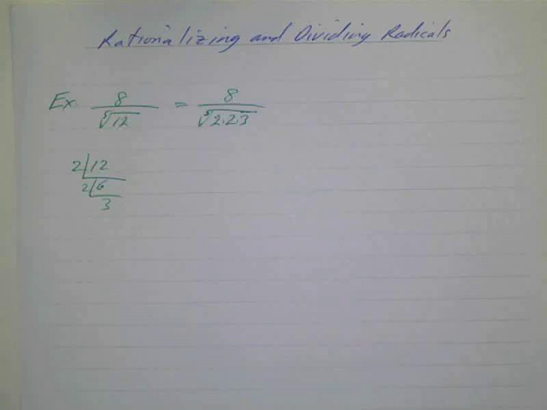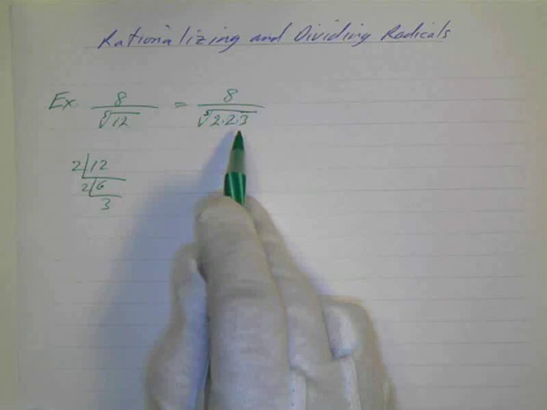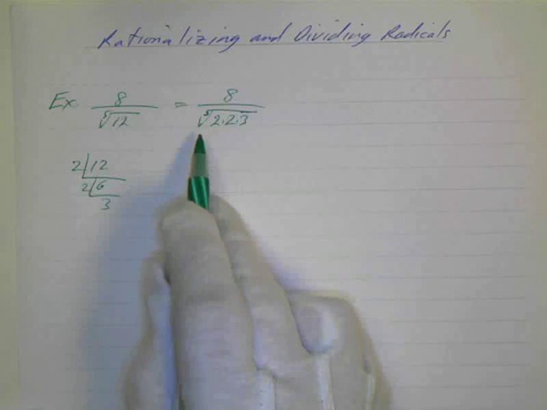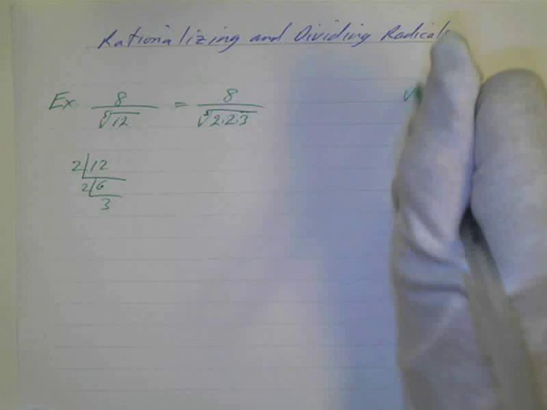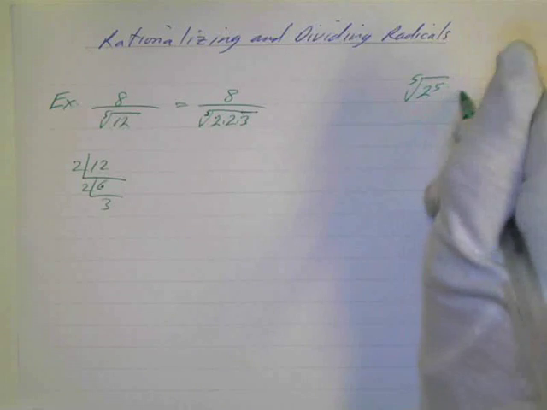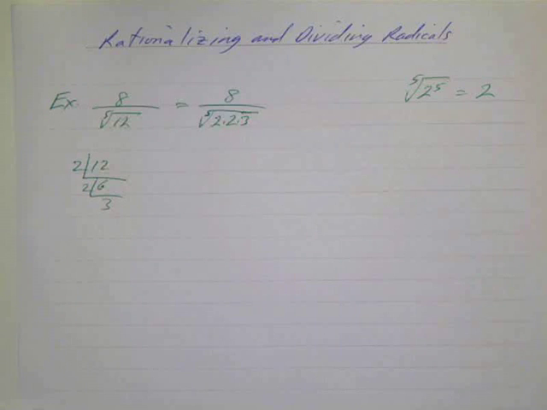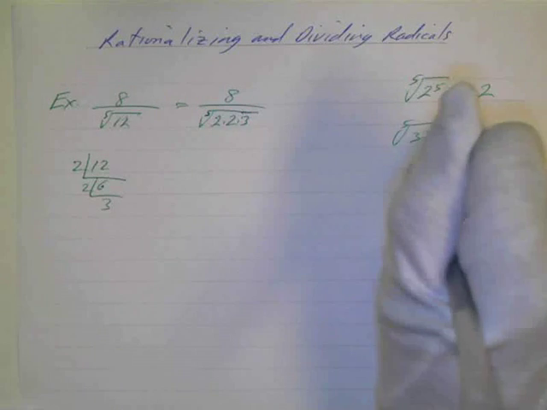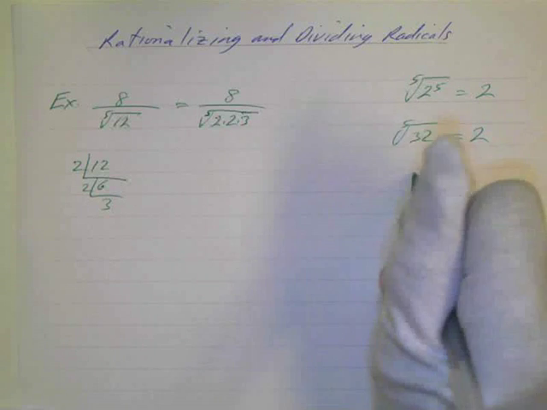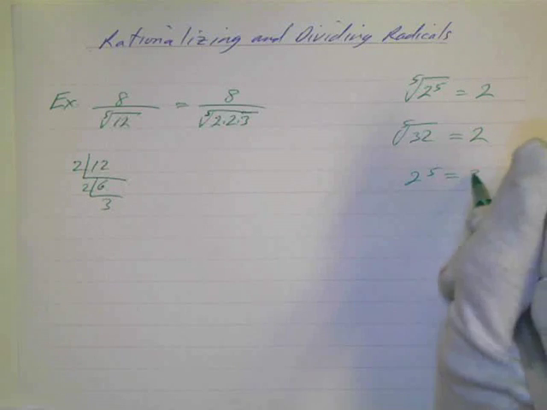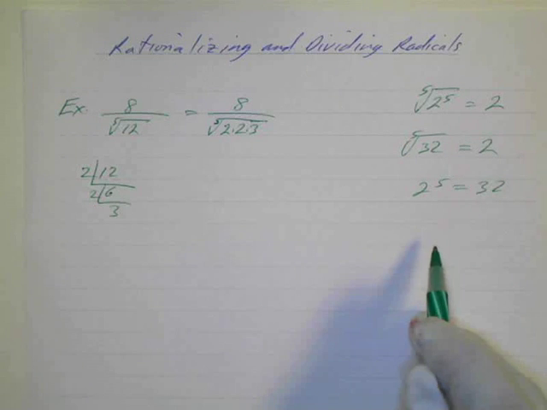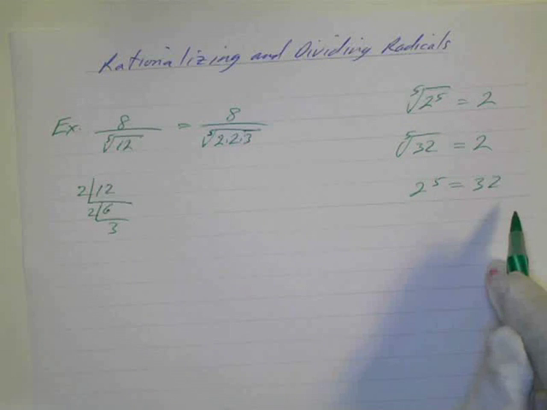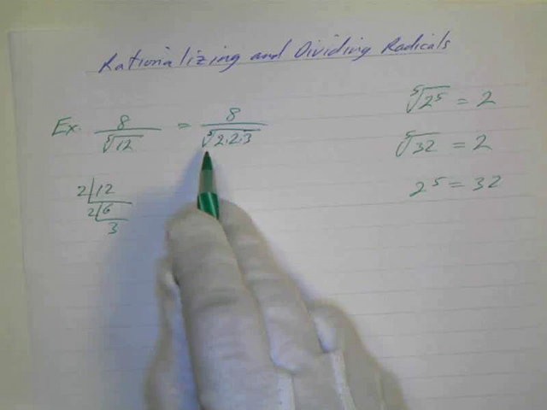Now what I need is I need 5 2's to have a perfect fifth root. 5 2's. Because the fifth root of 2 to the fifth, you know this, is just going to be 2. And you can work this out. 2 times 2 is 4, times 2 is 8, times 2 is 16, times 2 is 32. So the fifth root of 32 is 2, because 2 to the fifth equals 32. So I need 5 2's under here.